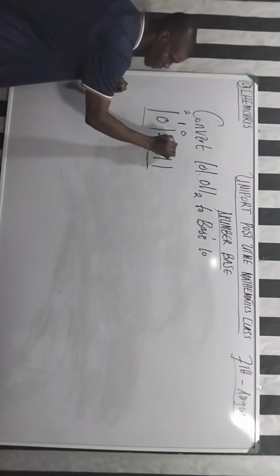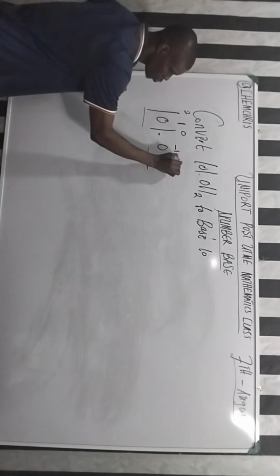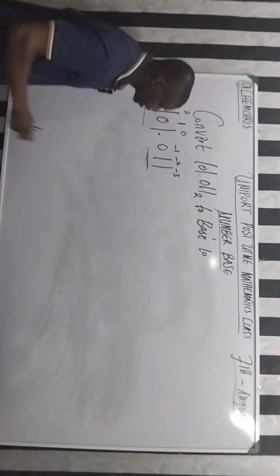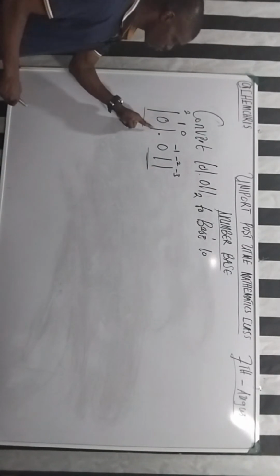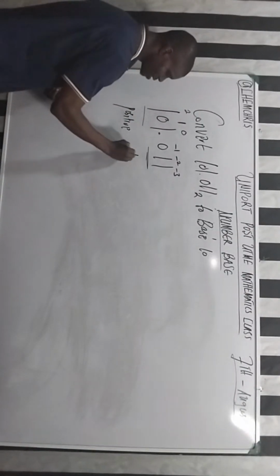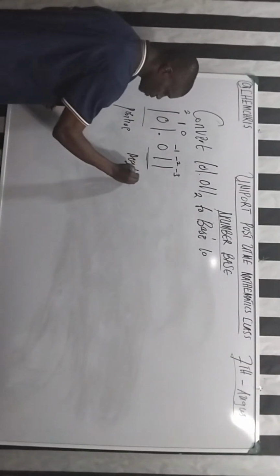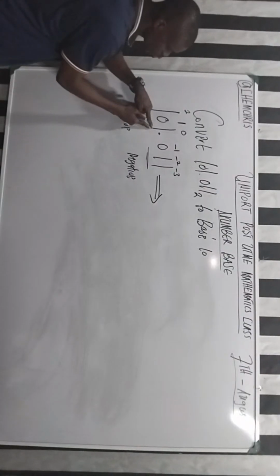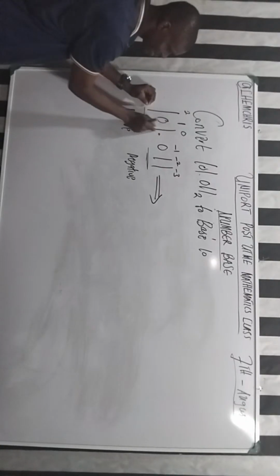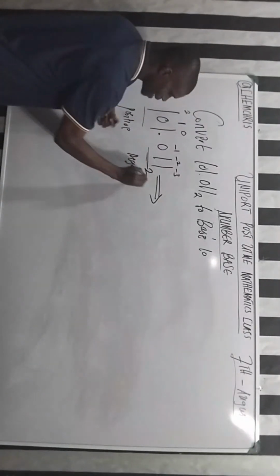Now from here, it's going to be what? Minus 1, minus 2, and minus 3, right? So remember, each of these digits has its own position. Here we have the positive aspect, here the negative, right? Because the positive comes before the negative. So this one you are seeing here, remember, is in base 2, right?